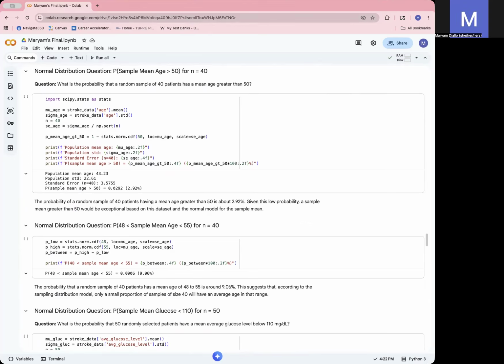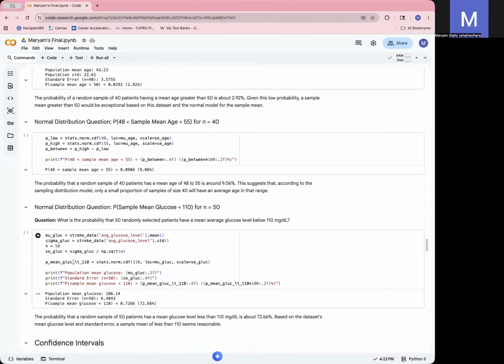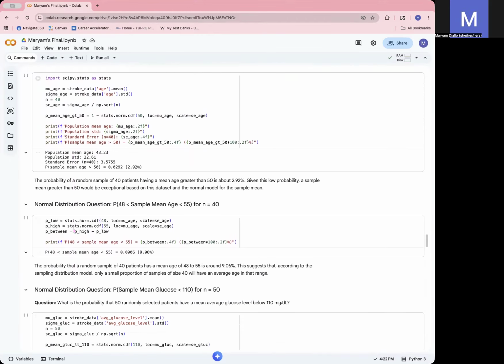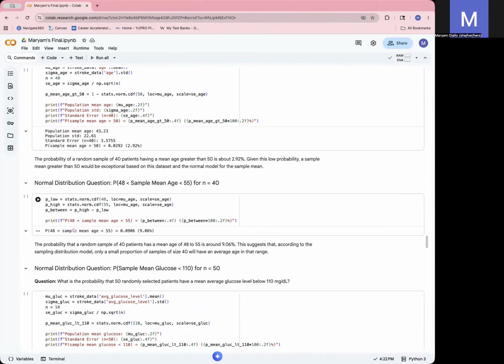It makes sense though, because the mean age for this data set is around 43, so a mean of 50 would be well above what we'd expect. Next, I wanted to know what is the probability that a sample of patients has a mean age between 48 and 55. I calculated that as the difference between these two values, and the result was about 9.06%.